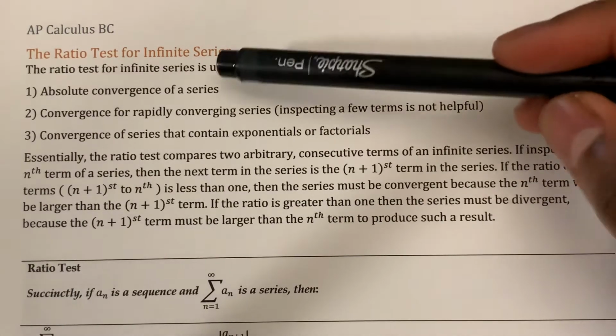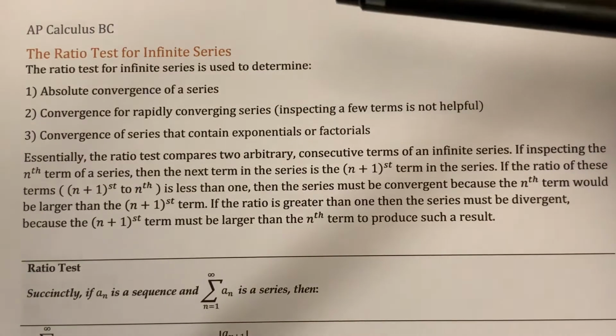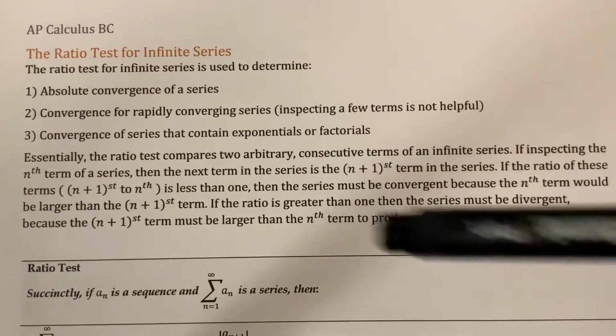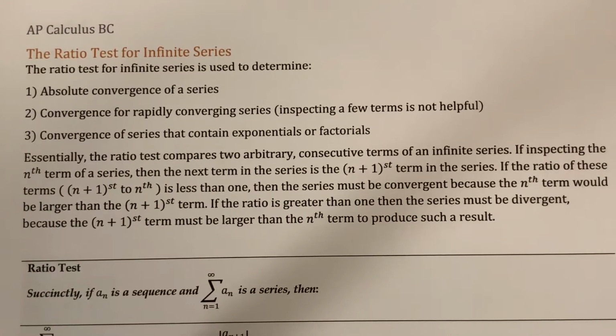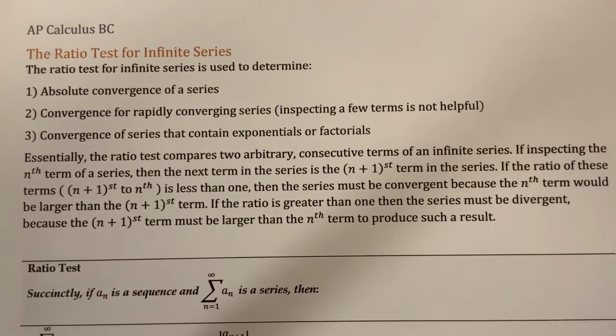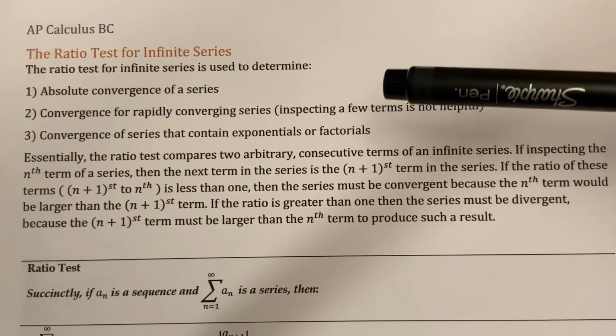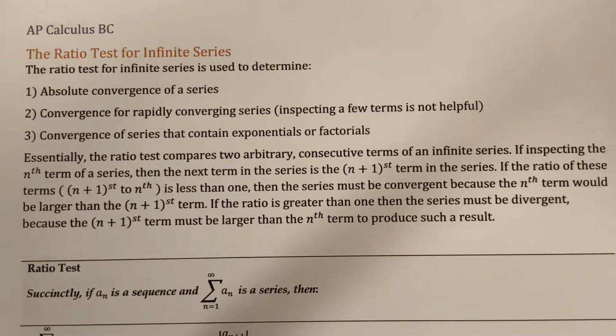Generally, we use it for absolute convergence, which we talked about when we did alternating series. Two and three kind of tie in with each other. For series that rapidly converge, inspecting a couple of terms is really difficult because the numbers get very large, and so it's hard to make sense of them. And three is if you have series that contain exponentials or factorials, things like the alternating series test, the geometric series test, or the nth term test don't actually provide any sort of meaningful information when you do them.